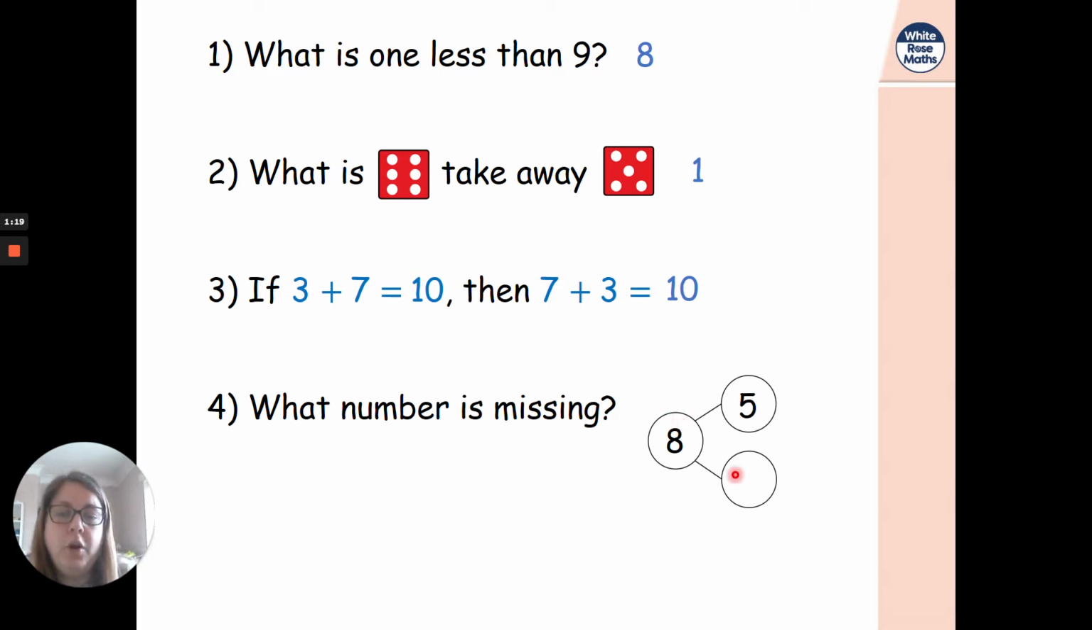Next one. What number is missing? So I've got my whole as 8, my part as 5, and I'm missing the other part. 8 take away 5 equals, or some of you might do it as 5 and something makes 8. What number's missing? It is 3. Well done if you did that.